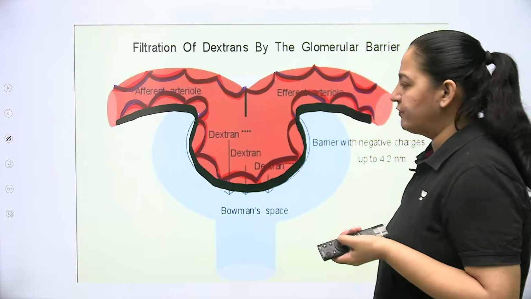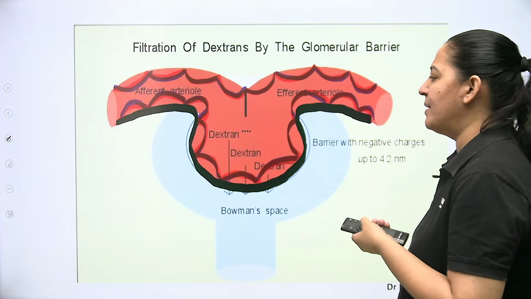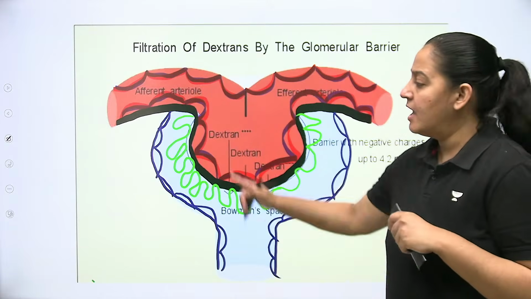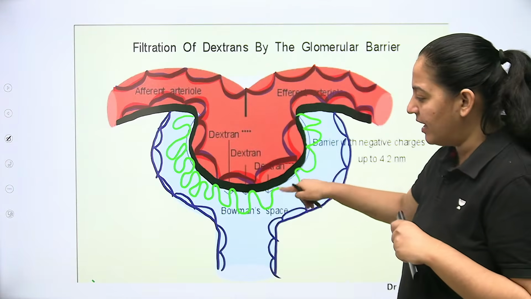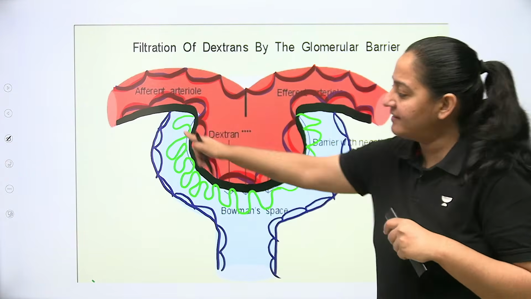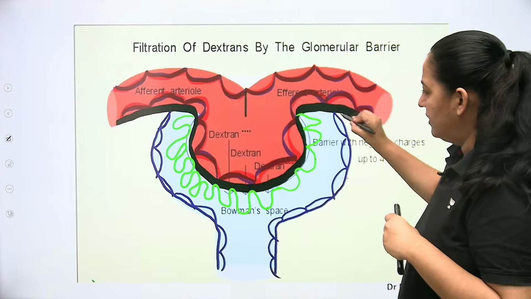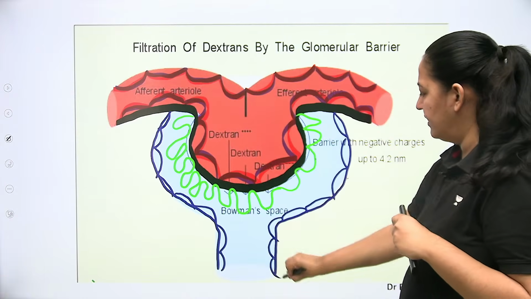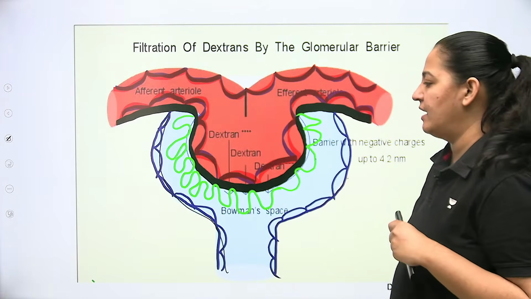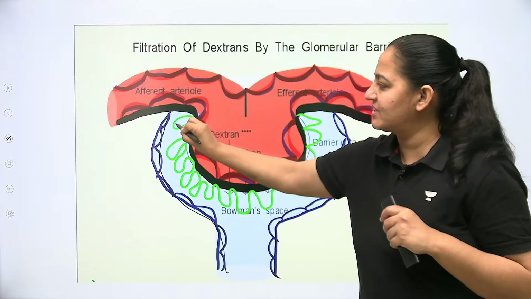Now let me come on the lining of the Bowman space. As I have told you, in Bowman space, two types of cells are present. The green one is the visceral epithelial cell, and this purple one, the outer one, can you see the outer one? This one, the outer one is the parietal. Have you got it? This green one is the visceral.